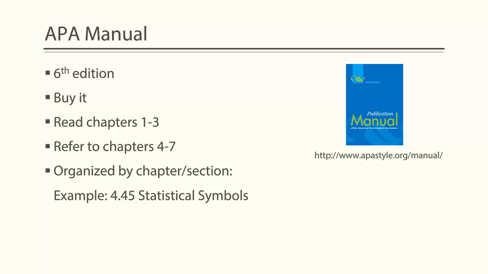Put in flags or some other notation system for easy referencing, maybe color coding them as well. Do not try and memorize the manual, but use it as a tool for when you work on your assignments and have questions. The manual is organized by chapter and section, like 4.45 is the section in chapter 4 on statistical symbols. These tutorials will refer to these chapters and section numbers for more information.